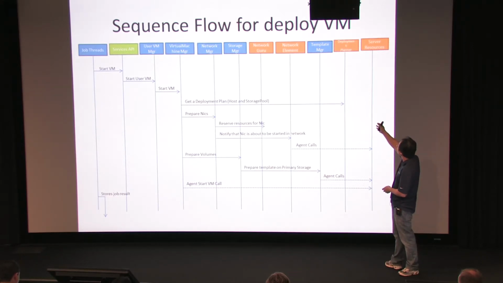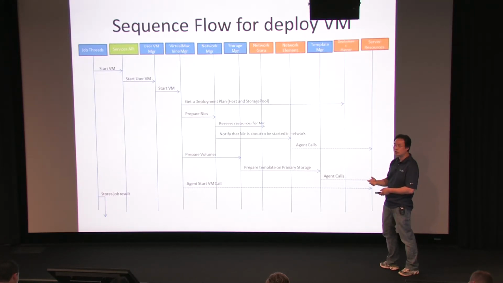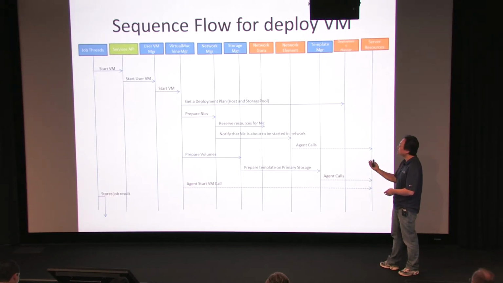And here, actually, the deployment planner would also talk to the host allocator, but that's a little much detail, so I didn't put it in. It would talk to the host allocator to find a host, and talk to the storage pool allocator to find a storage pool to place the volumes, and return back. And then the virtual machine manager talks to the network manager and says, okay, here's the destination that this VM is supposed to start at. Now you've got to prepare all the NICs for that VM so that we can actually start it.